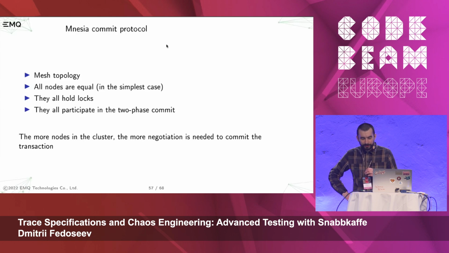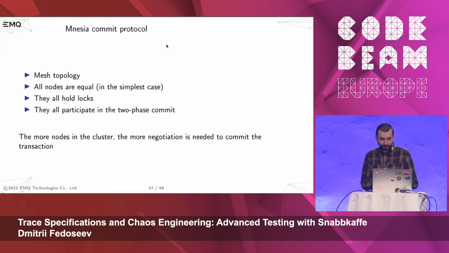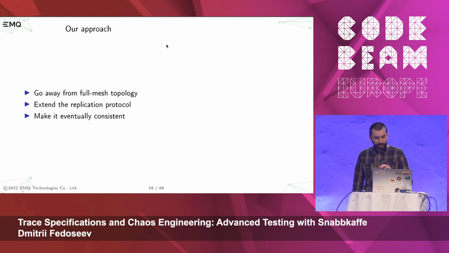Let's briefly go through the Mnesia commit protocol. In the simplest case, it uses mesh topology, where all the nodes are equal. There are different commit protocols in Mnesia, but we are talking about the simplest case. Every node holds the locks. All the nodes participate in the two-phase commit protocol, so the more nodes you add to the cluster, the more negotiation is needed to commit the transaction. So our approach is to go away from full mesh topology by extending the replication protocol and making it eventually consistent.